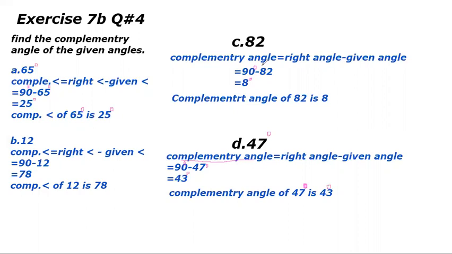Okay, we should put the degree sign with all the numbers, because these are degrees: 82 degrees, 78 degrees, 90 degrees, 12 degrees. These are degrees.